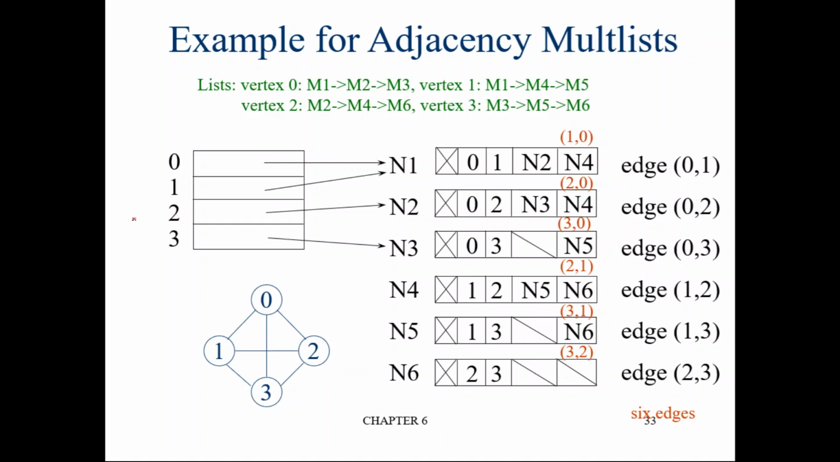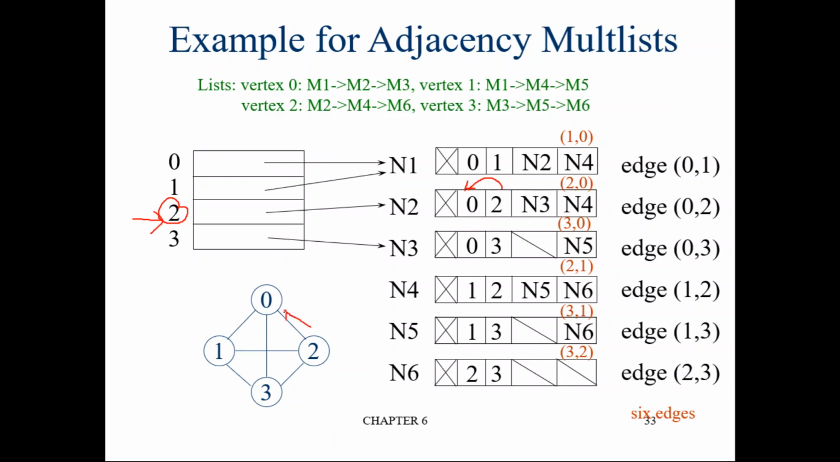Similarly, we will see for vertex 2. Vertex 2, the first node is N2. Here it is 0 to 2, but our source is 2, so you should not see it as 0 to 2, you have to see it as 2 to 0. If it is 2 to 0, you have to take which path? N4. So now we have done with one edge, 2 to 0.